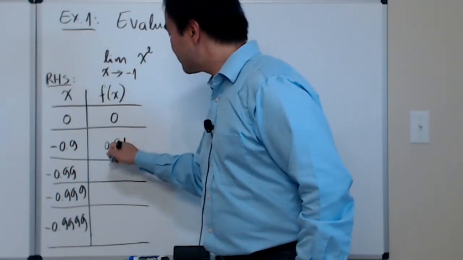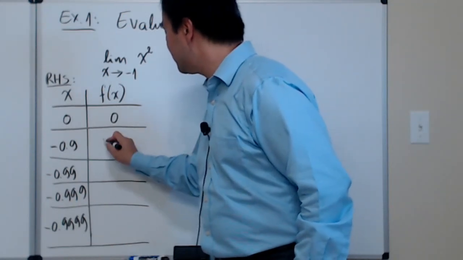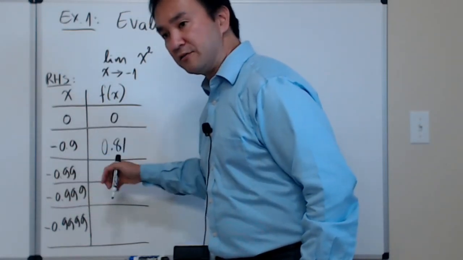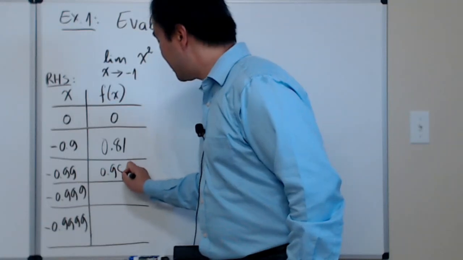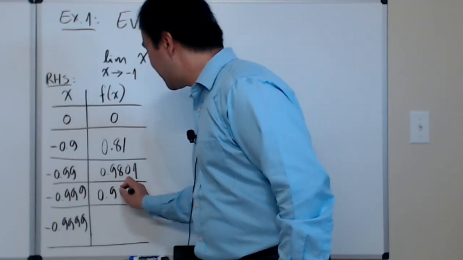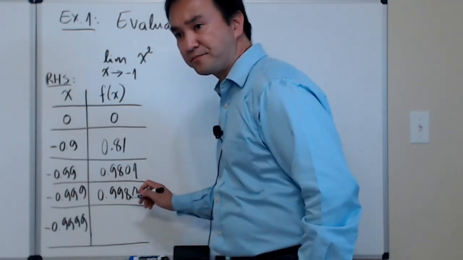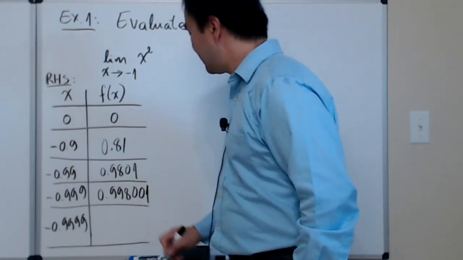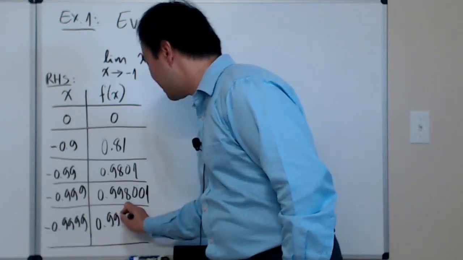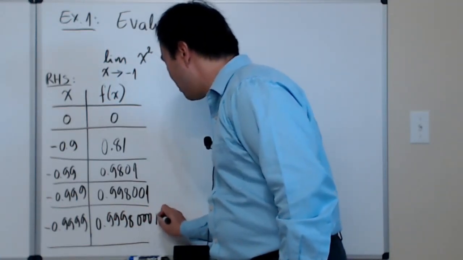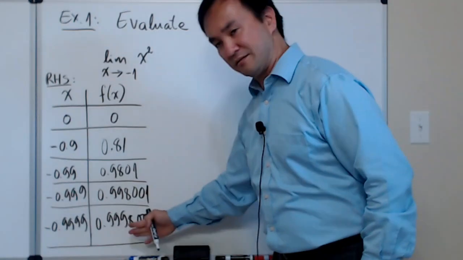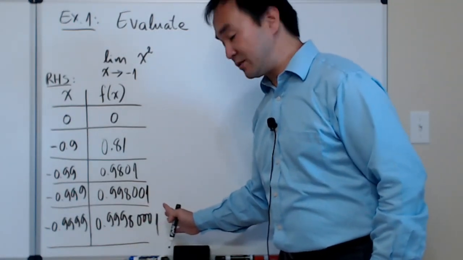The final output for this came out to be 0.81. Let me correct my writing a little bit here. So 0.81. And then when x was -0.99, our output value was 0.9801. And then here we're looking at 0.998001. And then for the last entry here, we're looking at 0.99980001 right here.